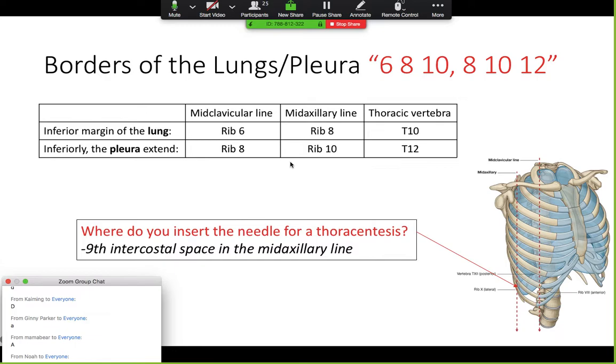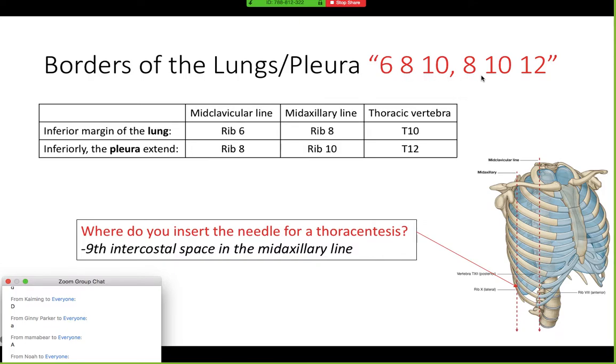Okay, so a trick I came up with to remember this was 6, 8, 10, 8, 10, 12. So 6, 8, 10 refers to the margins of the lung. In the mid-clavicular line, the lung extends to rib 6, in the mid-axillary line, rib 8, and posteriorly it extends to T10 in the back. And then the pleura extends in the mid-clavicular line to rib 8, in the mid-axillary line to rib 10, and then around back to T12. So just remember 6, 8, 10, 8, 10, 12.